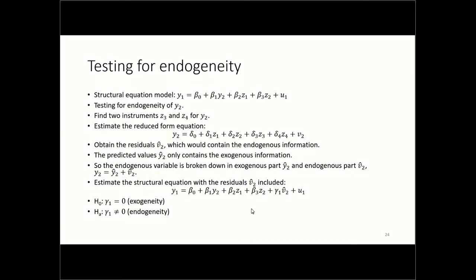So now if that gamma 1 is not significantly different from 0, we would have exogeneity. And if it's significantly different from 0, we would have endogeneity, because we would have some endogenous part left in the residuals. So that would be the test for endogeneity.